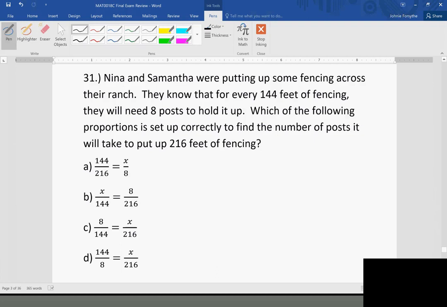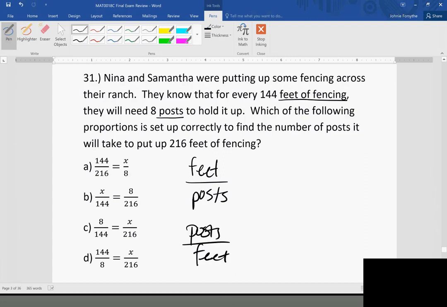So the important thing with setting up a proportion is that your units have to match. So in this case, we are comparing feet of fencing compared to the number of posts, right? So like if you have to decide whether you're going to do, is your ratio going to be feet over posts or posts over feet.